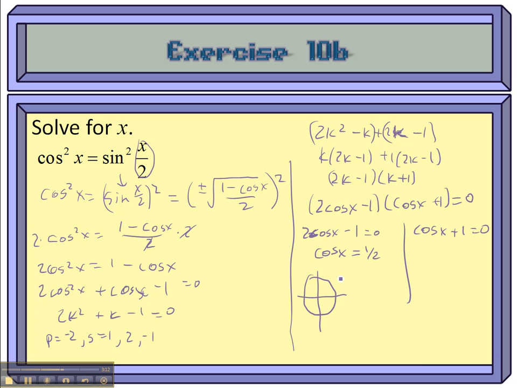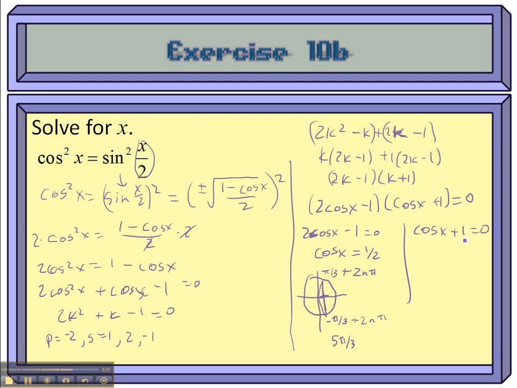Where is cosine equal to a half? So here is the half. This is at pi over 3, or we could also have it down here at negative pi over 3, or if you prefer, 5 pi over 3. If we wanted to write all of the solutions, that would be plus 2n pi.